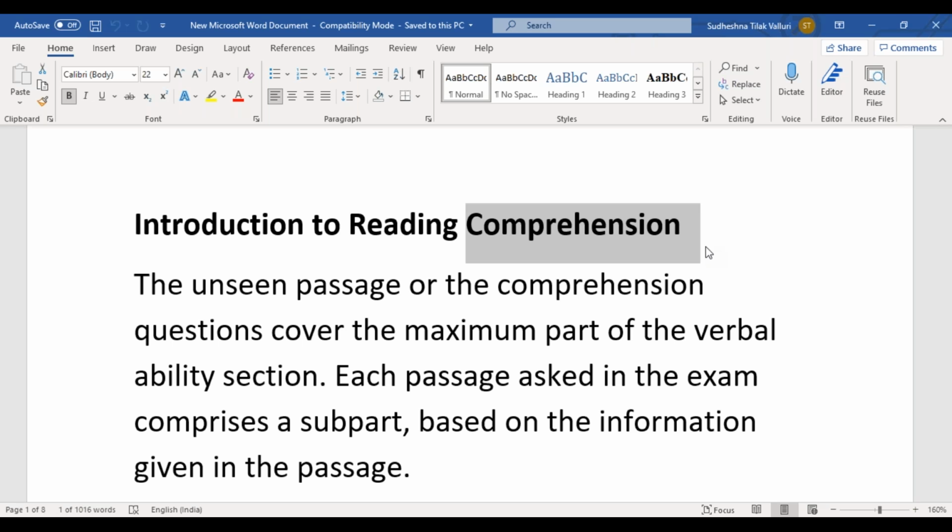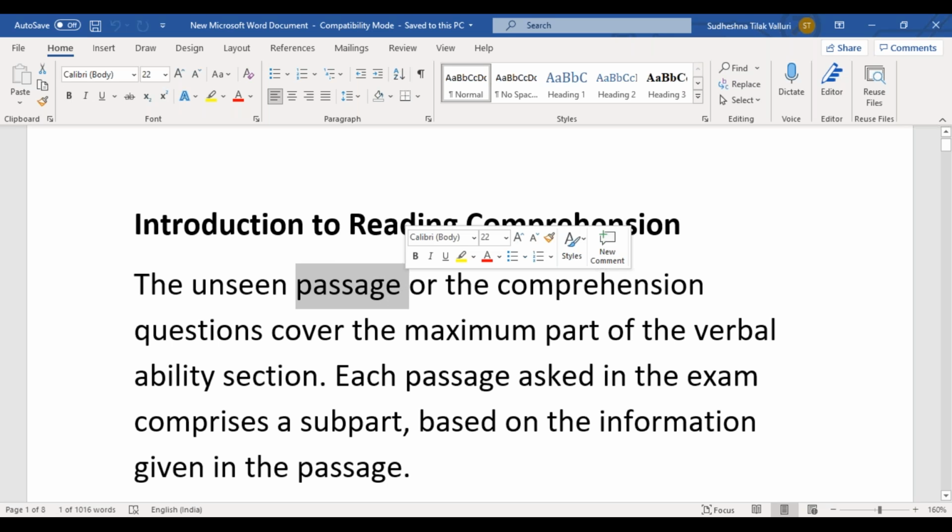Comprehension means just understanding whatever you see or read. Reading comprehension means to understand whatever you read. Comprehension means understanding, conception, or interpretation. And how do you understand that? By reading. What do you read? A passage. So what is a passage?